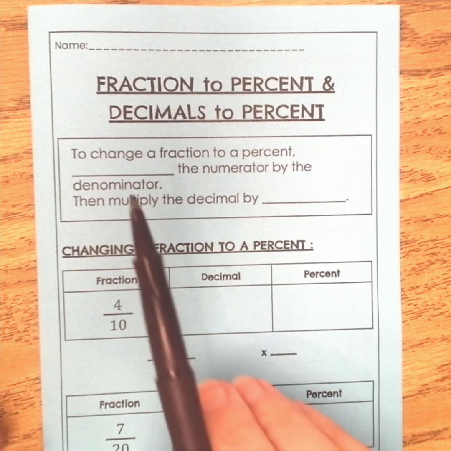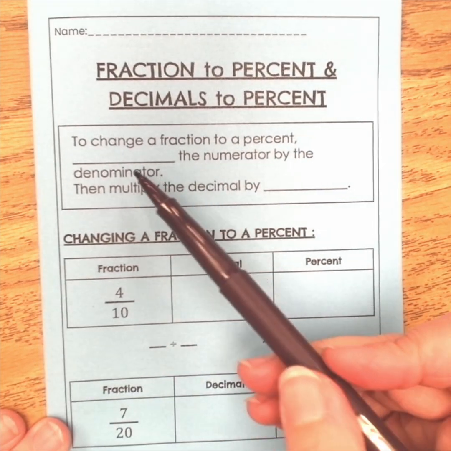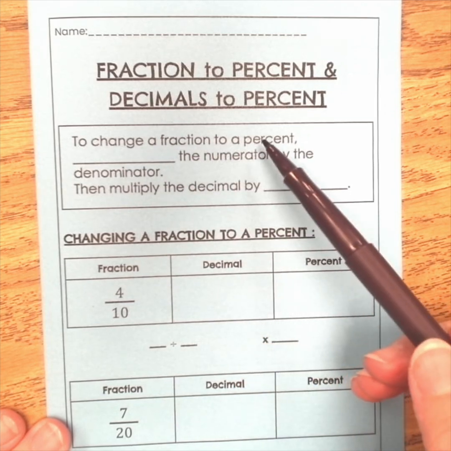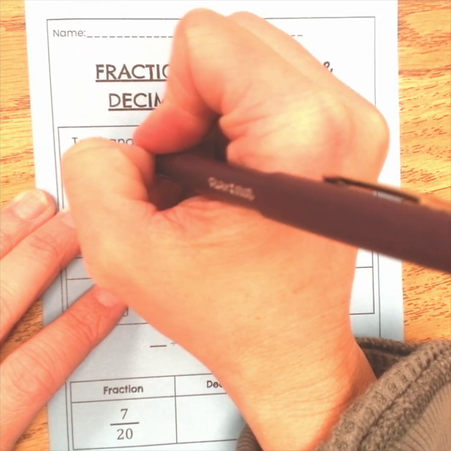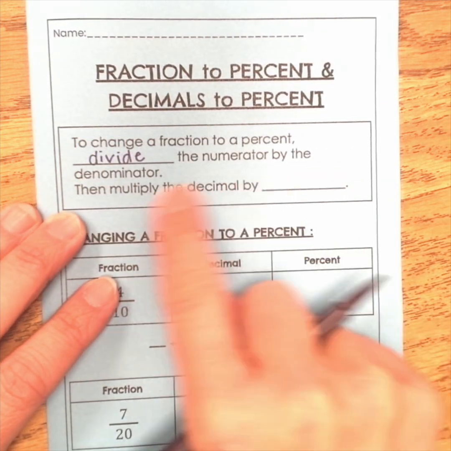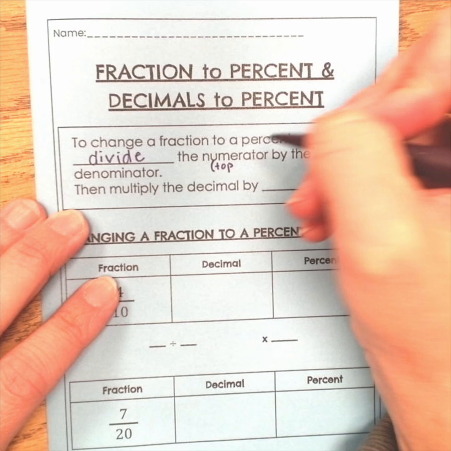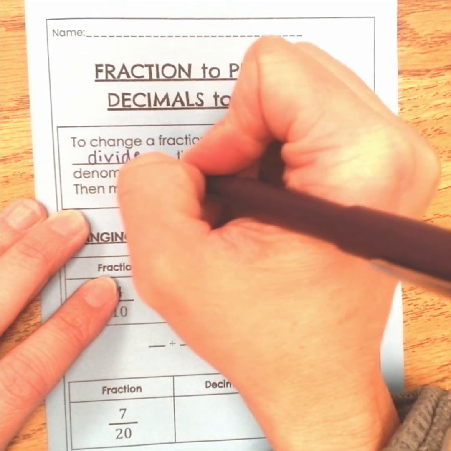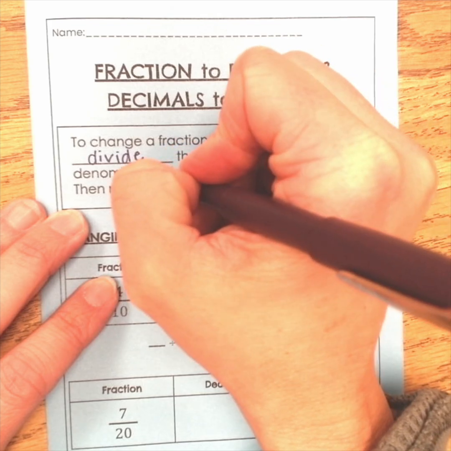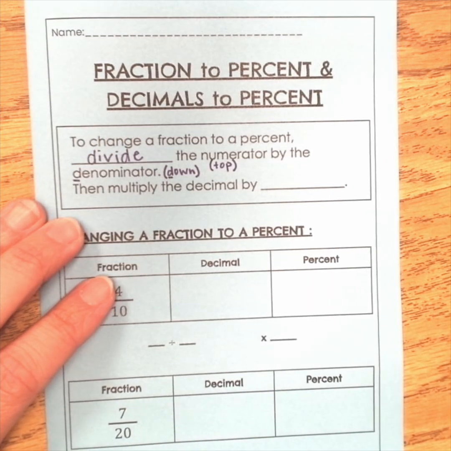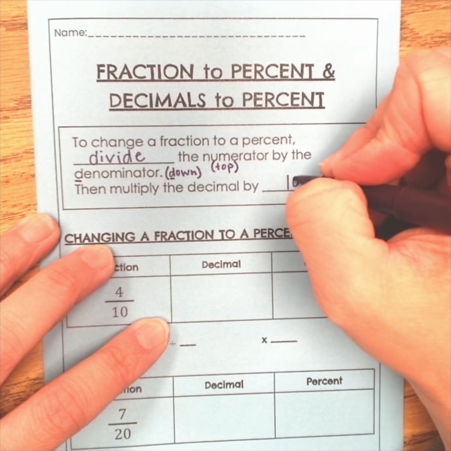About how to turn a fraction to a percent and decimals to a percent. So let's start first with talking about how we change a fraction to a percent. You're going to divide the numerator by the denominator. Remember, numerator is the number on top, divided by the denominator, which is the number on the bottom or down. Remember denominator, down. They both start with D. Then you're going to multiply the decimal by 100.